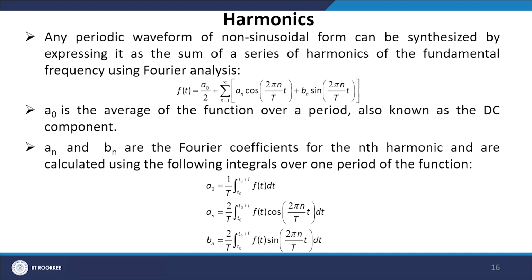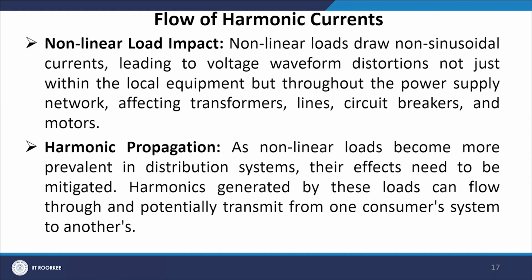Any periodic waveform of non-sinusoidal form can be synthesized by expressing it as the sum of a series of harmonics of the fundamental frequency using Fourier analysis. We know very well A0 is the average of the function over a period, also known as the DC component. An and Bn are the Fourier coefficients for the nth harmonic and are calculated using the following integral over one period of the function.